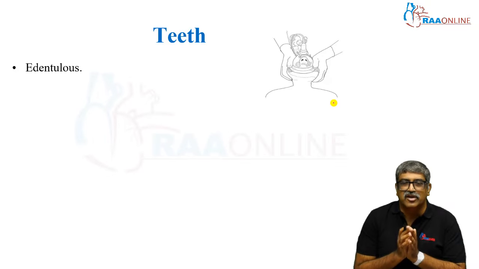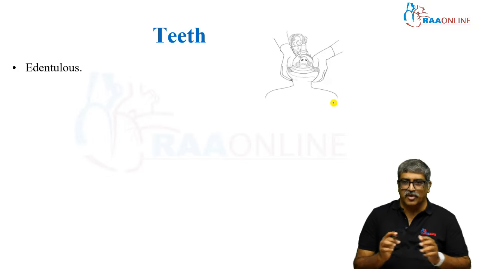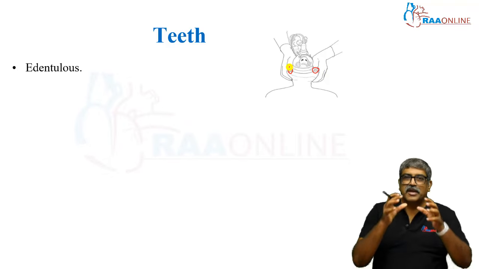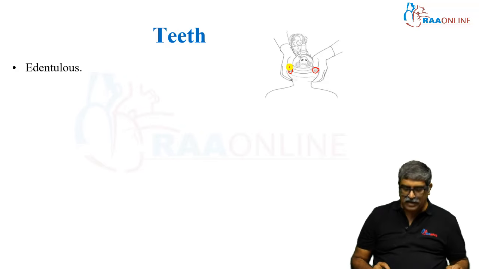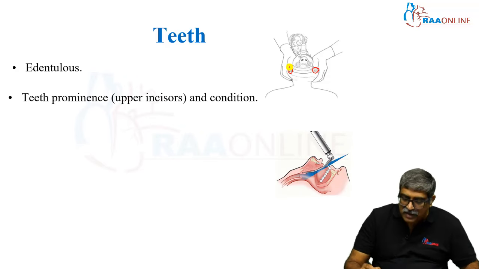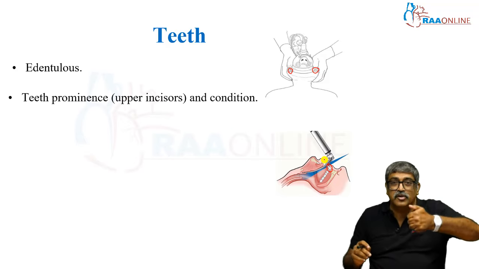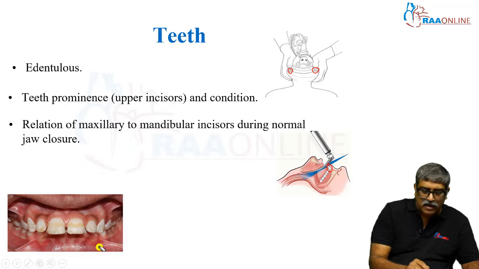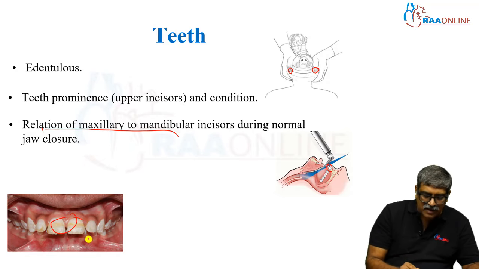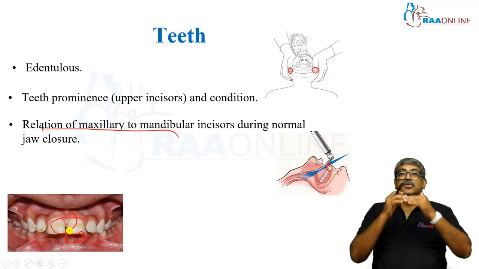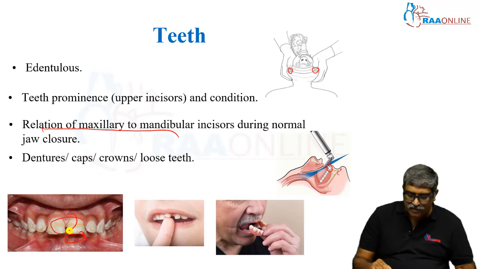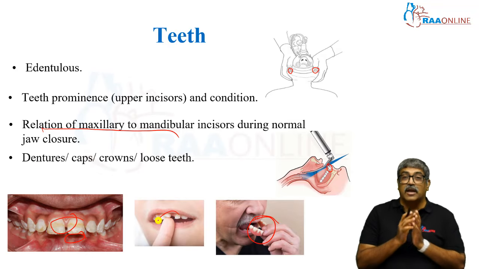Now coming to teeth. If the patient is edentulous, your ventilation is going to be difficult. Also, you need some gauze pad placed over the mask for ventilation. You look at the teeth prominence. If the incisor is prominent, the laryngoscopy is going to be difficult. And the relationship of the maxillary and the mandibular incisor during jaw closure, and the presence of denture and loose tooth is another important part.